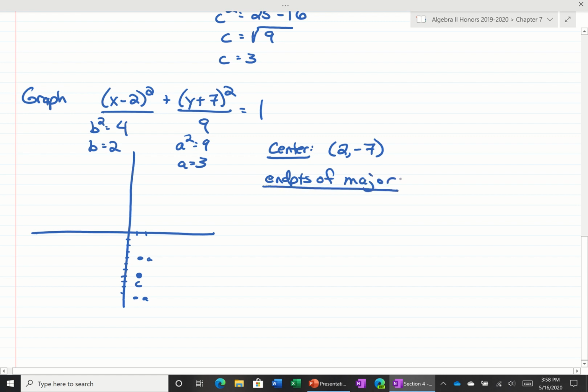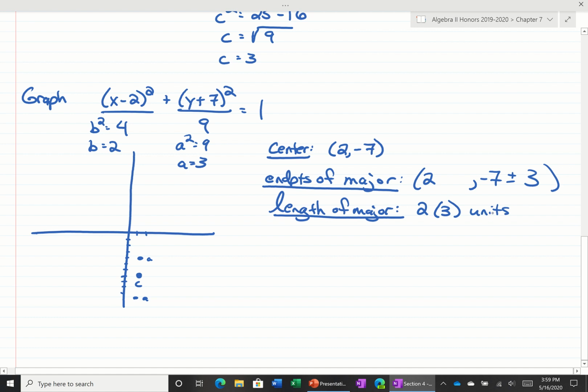You could just leave your answer like this. We always start at the center, but because we went up and down 3, we're adding 3 to the y value. The length of the major is 2 times a units, which is 6 units.